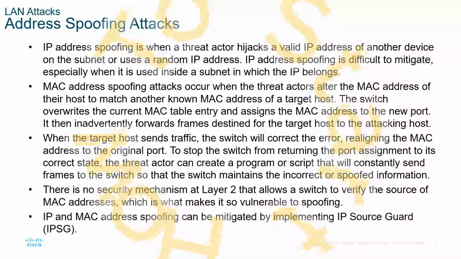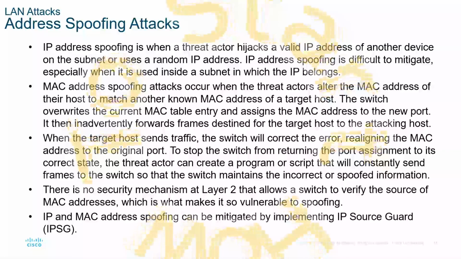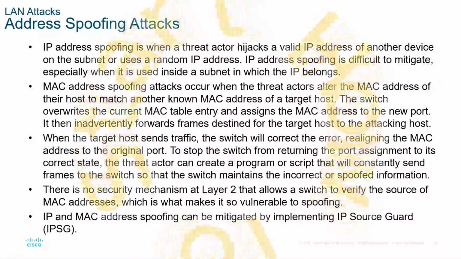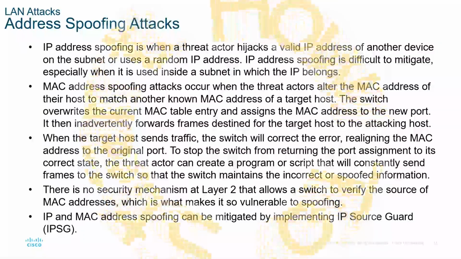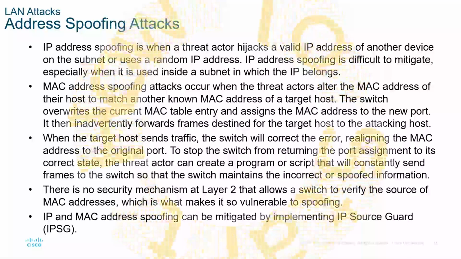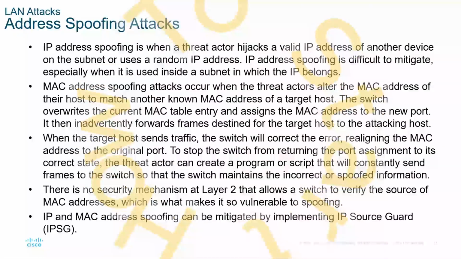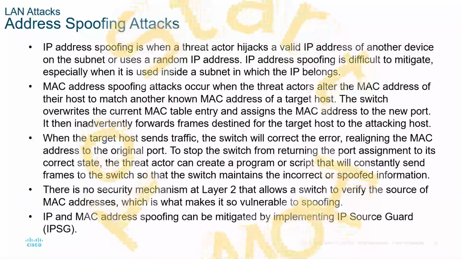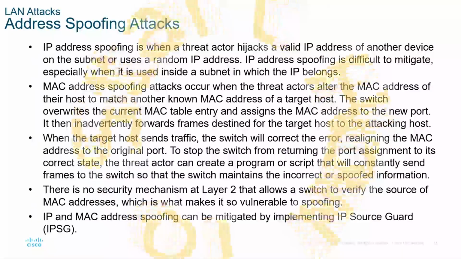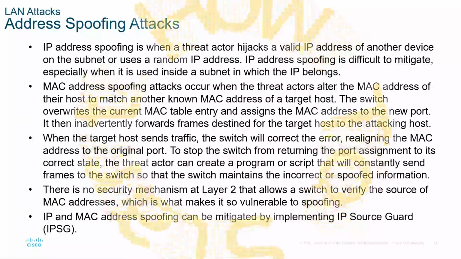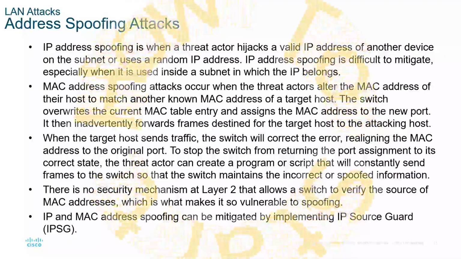So we have things like address spoofing attacks. That's where someone's going to actually spoof an IPv4 address, and then from there, they're trying to do something illegitimate. How do we fix that? We can do IP and MAC address spoofing mitigations using IP Source Guard, IPSG. Normally at layer 2, there really are not many security mechanisms for preventing these types of attacks. That's the issue.